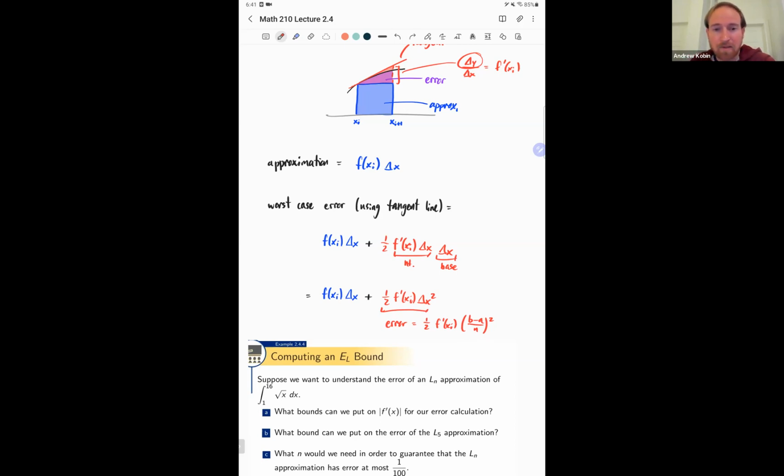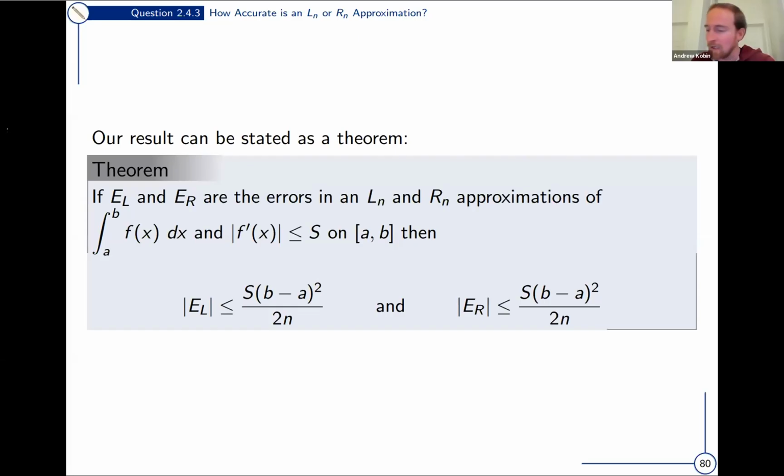That's how we get the formula in the slide. So let's go back to the slide and take a look again. So here's our error formula. There's a (b minus a) squared coming from that delta x squared, and then one of the n's goes away since we add up n different rectangles with this bound. So here we go. This is a good error bound.